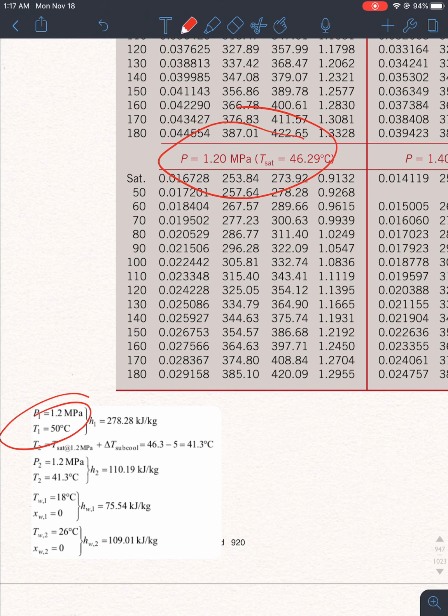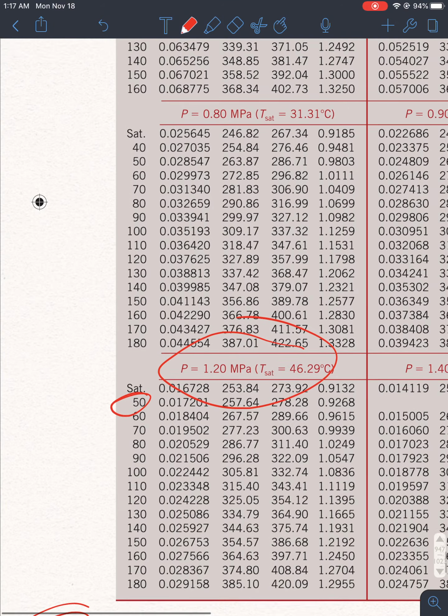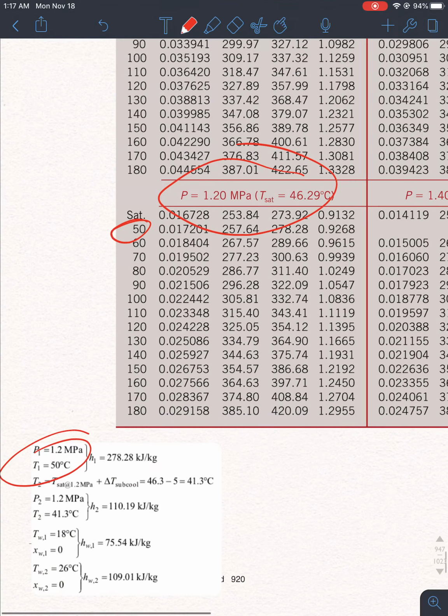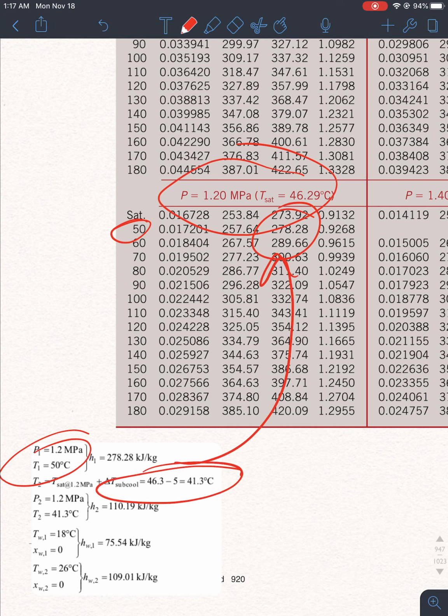All right, 1.2 megapascals, 50 degrees. Enthalpy, where's the enthalpy? Here's enthalpy, 278.28. Hooray, there's the right table. Here it's subcooled. Let's see if the enthalpy's there.